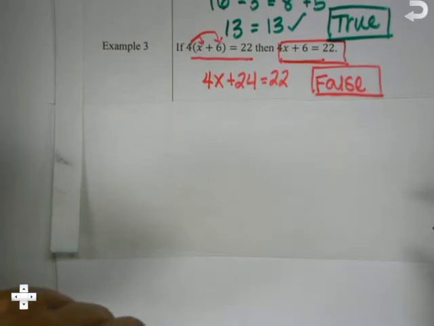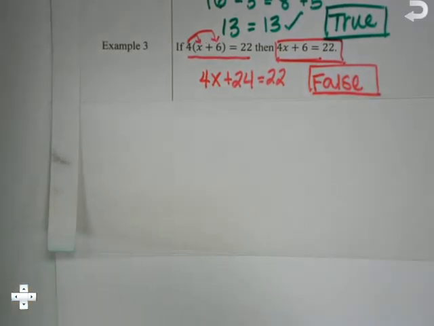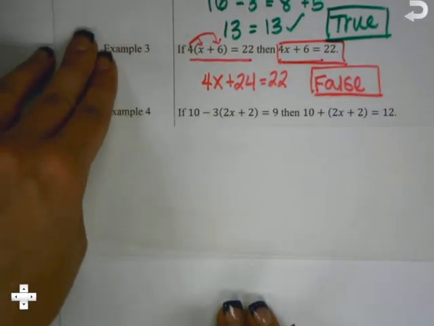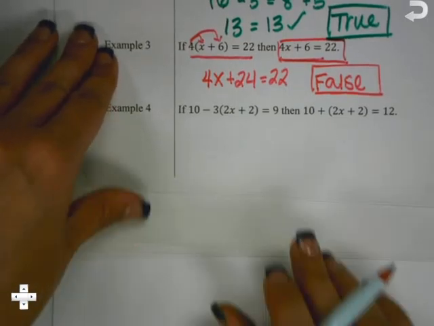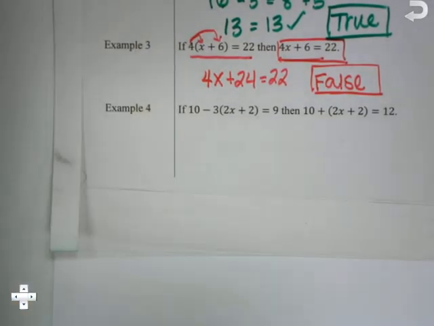Okay. All right, example 4. Guess what? This is the last one. Oh my gosh, you're a liar. I think you're lying. How many examples are there?